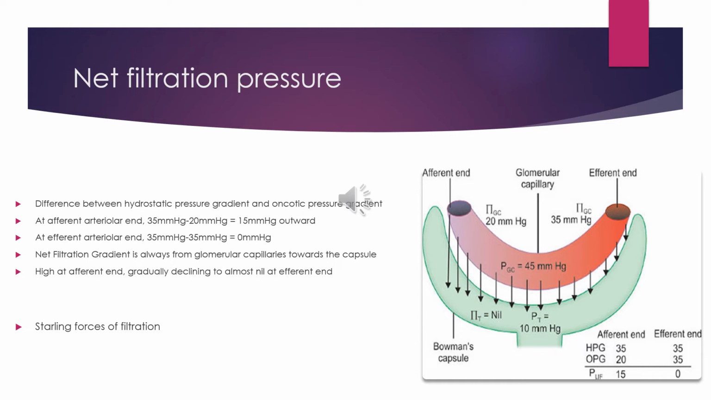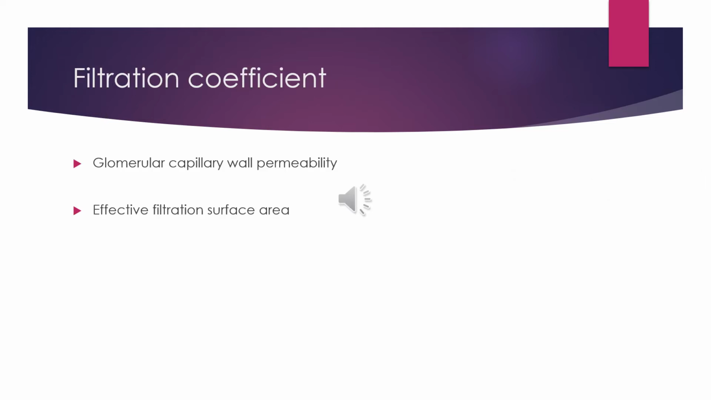Here Starling's force of filtration acts. Starling's hypothesis states that the net filtration through a capillary membrane is proportional to the hydrostatic pressure difference across the membrane minus the oncotic pressure difference. Okay, so that is the net filtration pressure. So far we have been discussing the pressure gradients that govern the mechanism of glomerular filtration.